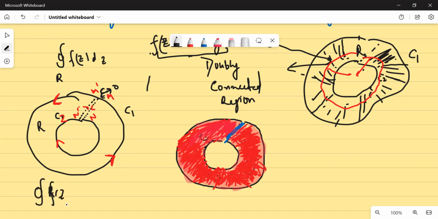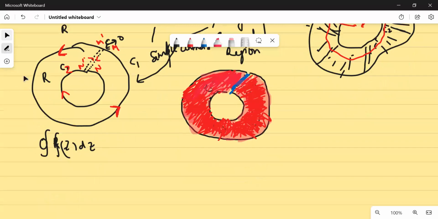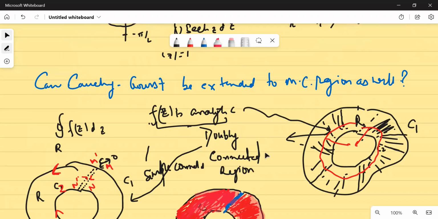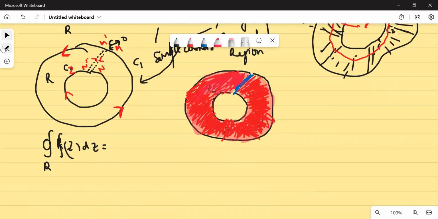Understand my point. Now your region R has become a simply connected region, first thing. So I have extended this theorem to a multiply connected region by introducing a slit. Now, understand that over this region R, my function is analytic. I have given that already, that if my function is analytic in this region R, then this integration would be 0.